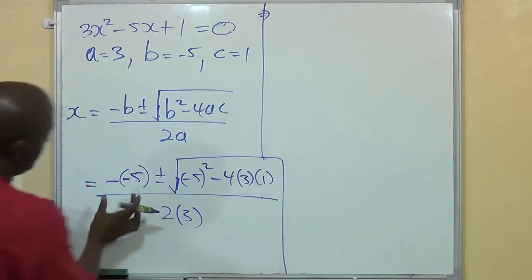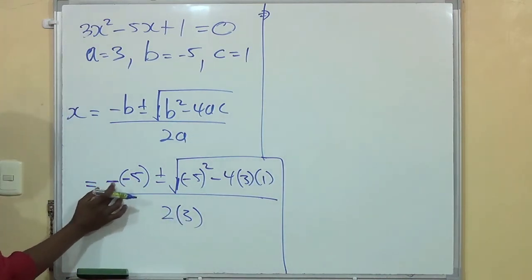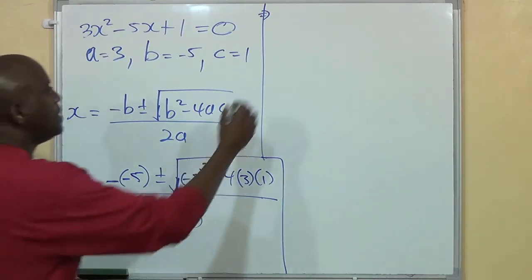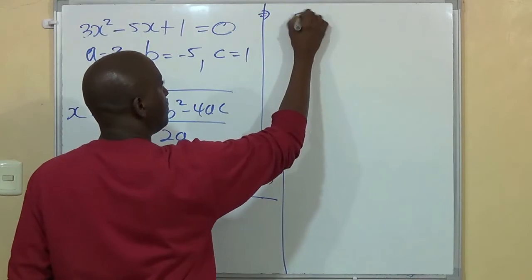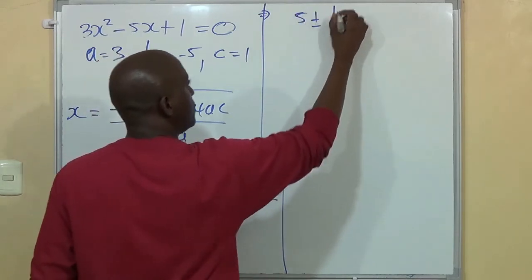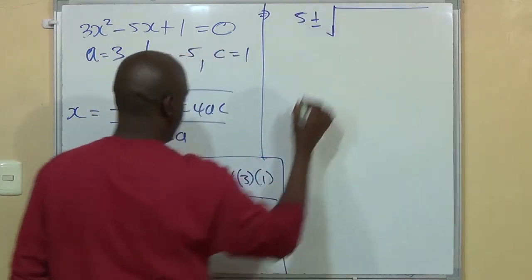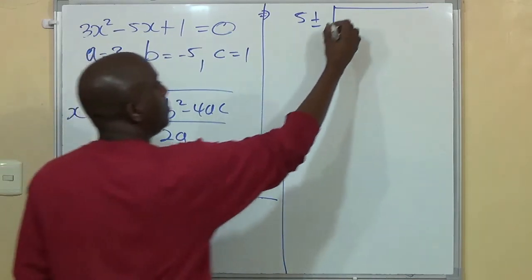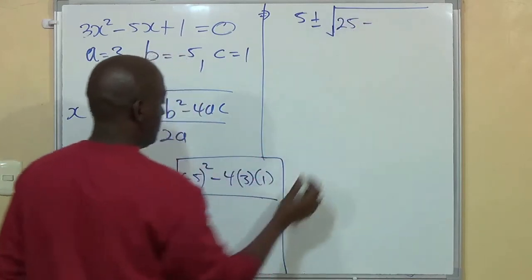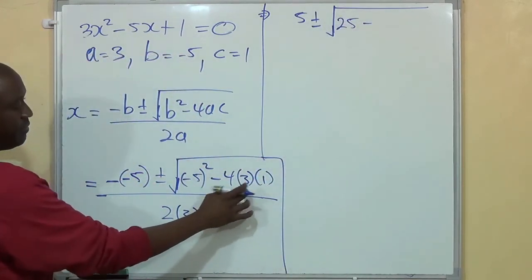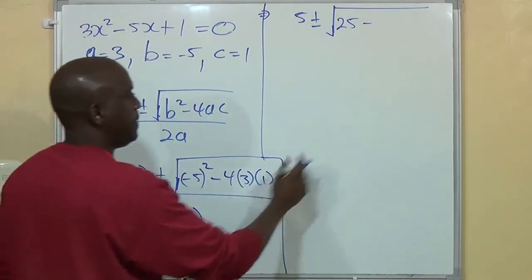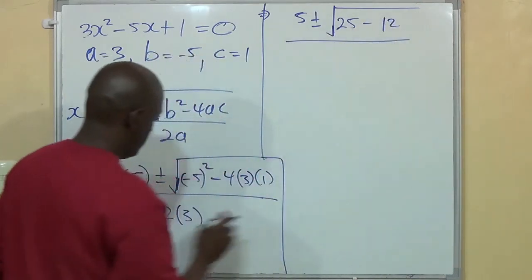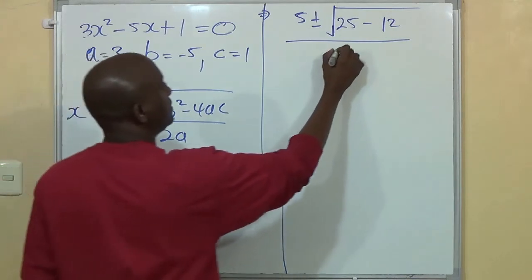That's just right. So minus multiplied by minus is plus 5. Right? So that is equal to 5 plus or minus the square root of minus 5 in brackets, all to be squared, which is plus 25. 4 by 3 is 12. 12 by 1 is still 12. Right? 25 minus 12 all over 2 by 3 is 6.